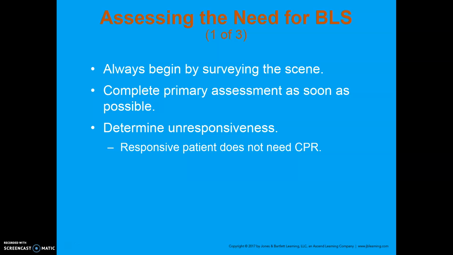Assessing the need for BLS: always begin by surveying the scene. Always, always, always. This is nothing new. We've talked about this several times. You want to complete a primary assessment as soon as possible in order to evaluate the patient's airway, breathing, and circulation. First step is determining if the patient is responsive or not. If the patient is unresponsive, then you continue on in your assessment. If the patient is responsive, the patient does not need CPR. So a responsive patient is not going to need CPR. Everything is working just fine. This step should take no more than 10 seconds.